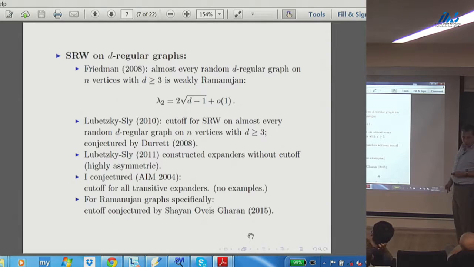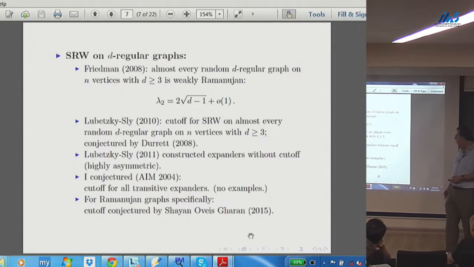One conjecture I made back in 2004 is that for all transitive graphs that are expanders, we have cutoff. So we have an expander family, which is transitive. Then it should have cutoff. That's a conjecture that's still open, but at least one embarrassment has been removed. When I made that conjecture, we didn't know any example of a transitive expander sequence with cutoff. No counterexample, but no positive example either. Now we do know at least some positive examples, namely the LPS graphs that have cutoff. What about the graphs they constructed without cutoff? Highly asymmetric. So the graph that they constructed is very far from transitive.